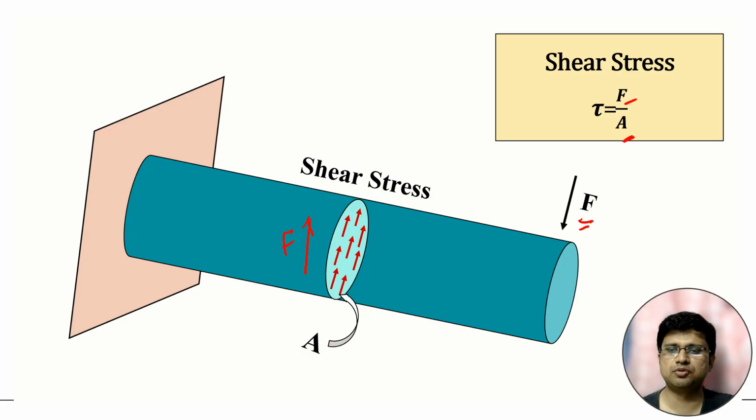This stress will be termed shear stress, because here the force is tangential to the cross-sectional area, and shear stress is denoted by tau. So if we think about one particular body and one cross-sectional area, if the stress is normal to the plane, it will be normal stress, denoted by sigma. And if the stress is tangential to the plane, it will be shear stress, denoted by tau. So one will be sigma, another will be tau.